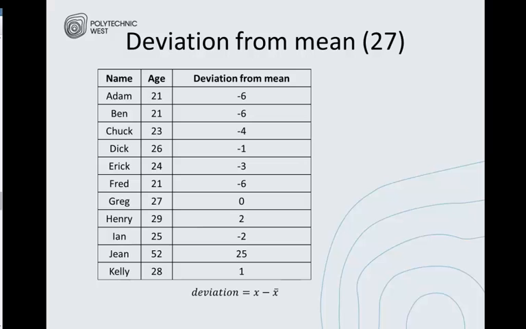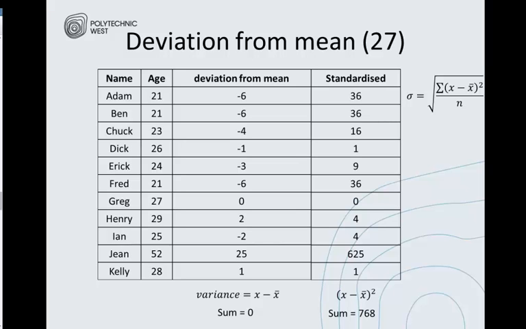The problem is that to find the average, I have to add all the numbers together and divide by 11, which is the number of people. And when I add all the deviations together, it comes to 0, because there's as many negatives as there are positives. So finding the average deviation from the mean is not going to work for me, because of the negatives there.